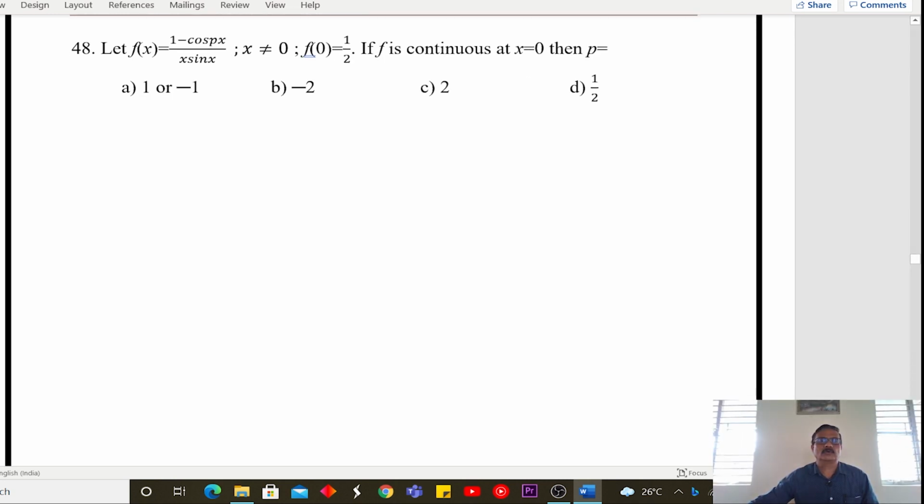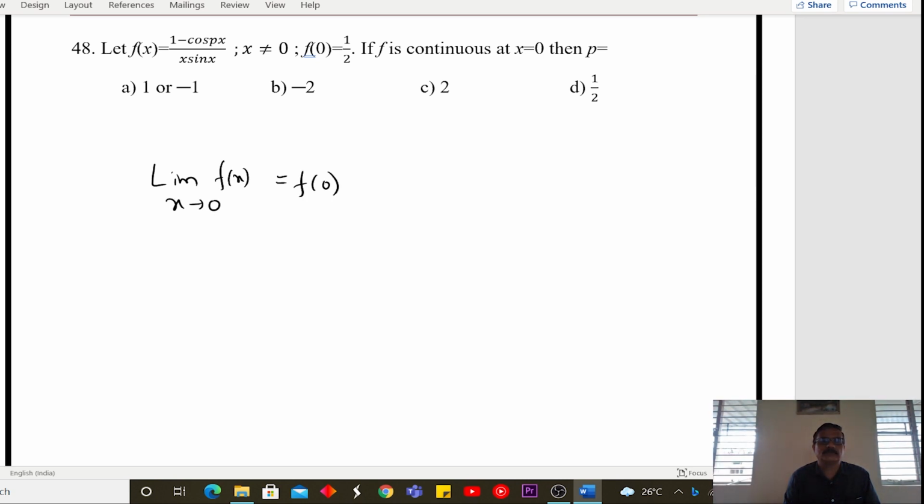Then question number 48. Let f of x be equal to 1 minus cos px divided by x sin x if x is not equal to 0, and f of x at x equal to 0 is 1 by 2. If the function is continuous at x equal to 0, then find the value of p. Now here what can you do? Apply condition number 2 for continuity. What is condition number 2? The limit of f of x as x tends to 0 is equal to f of 0.